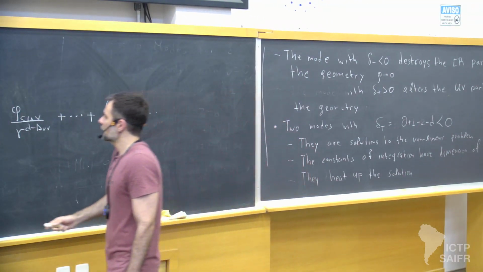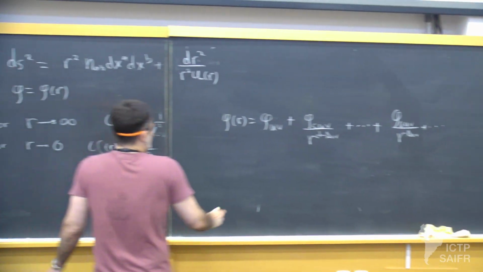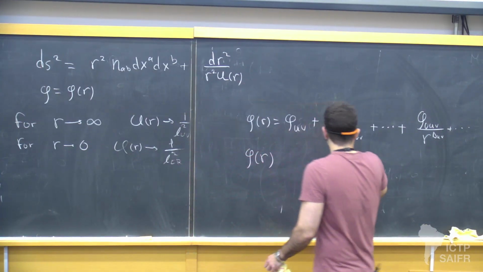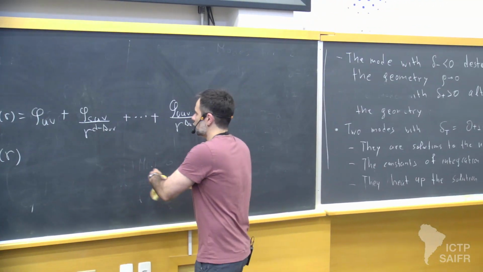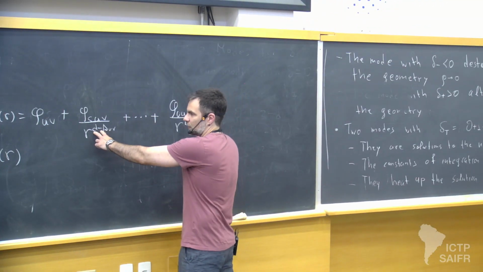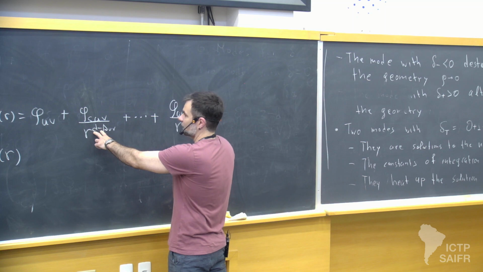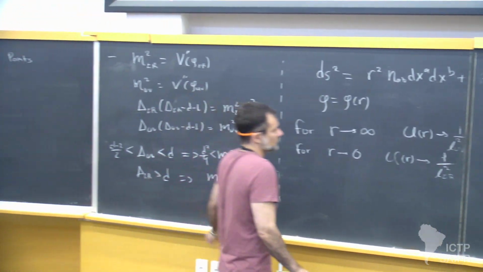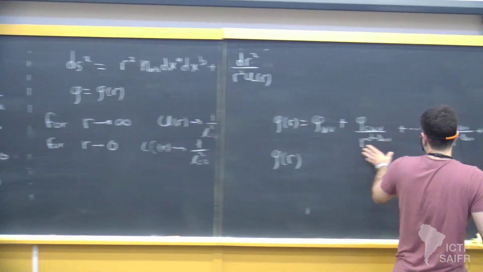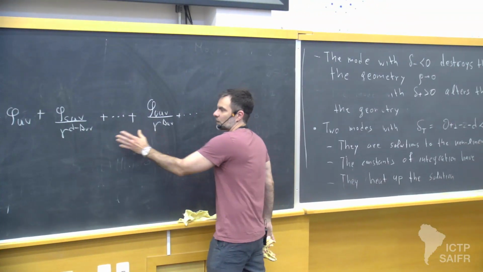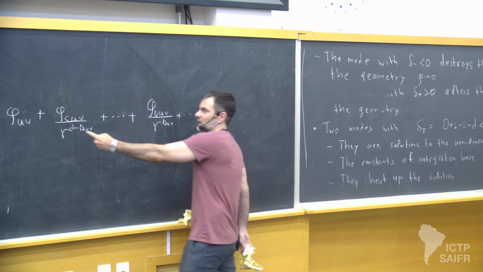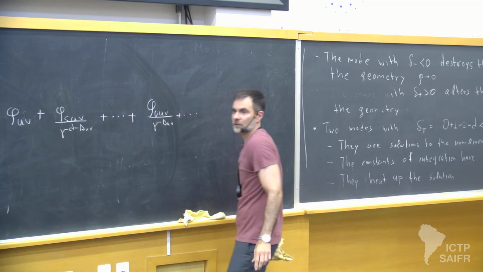Now, as I'm going to the IR, I am going to have a similar expansion. But sorry, before I go to the IR, you can see that if the operator is relevant, which means delta UV is smaller than D, then as I'm taking R to infinity, both of these terms just fade away. They just go to 0, and I'm getting back my value phi UV, which is what I want.